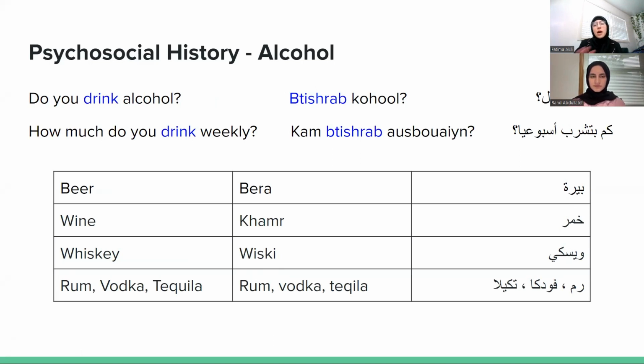On top of just asking if they're spiritual or not, you also want to learn their habits, and we'll be discussing further alcohol, sleep, diet, exercise. But in this section, we're going to be talking about alcohol specifically.